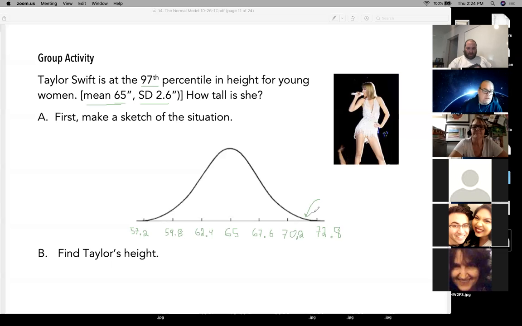She falls somewhere around here or so. She is in the 97th percentile. That means 97% of all the data is going to be to the left.